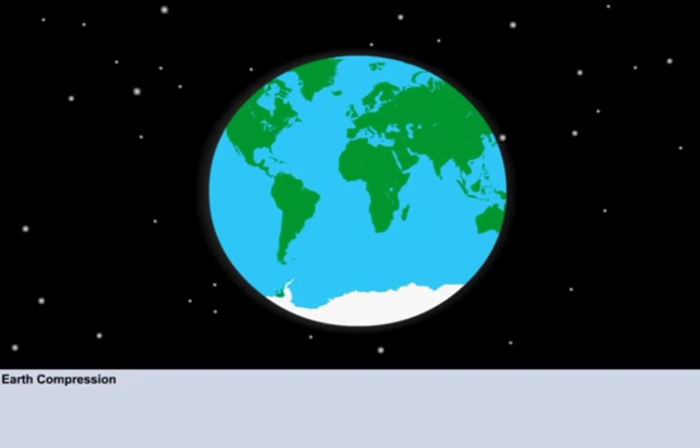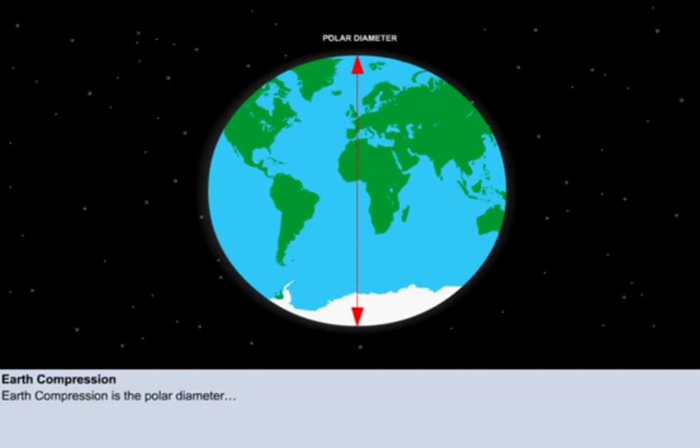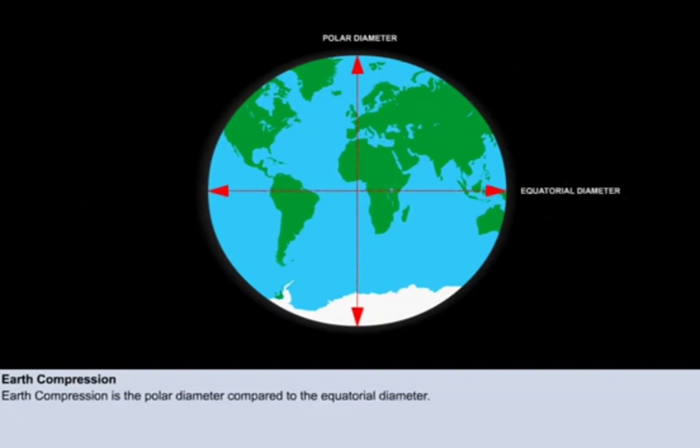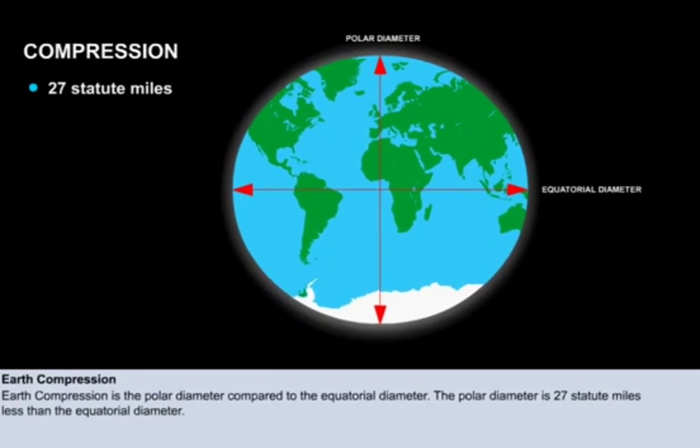This difference in diameter is called the Earth compression. The compression of the Earth is described in terms of its height, the polar diameter, against its width, the equatorial diameter. The polar diameter is some 27 statute miles less than the equatorial diameter. This equates to 23 nautical miles, or 43 kilometers.